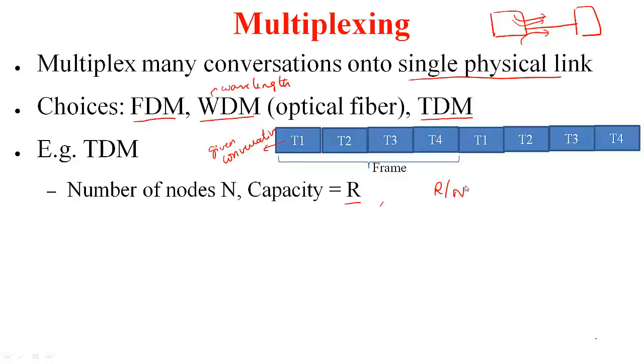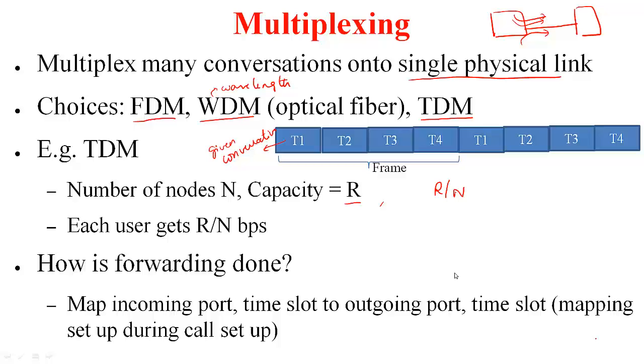In such a time division multiplex system, how do you forward a given frame? During the call setup time itself, you basically map an incoming port time slot to an outgoing port time slot, and you ensure that the sender sends in the designated time slot. So all a switch does is, when it receives a frame in a given time slot on a given port, it looks at what outgoing port time slot this incoming port time slot maps to and sends it out on that particular time slot on the outgoing port.